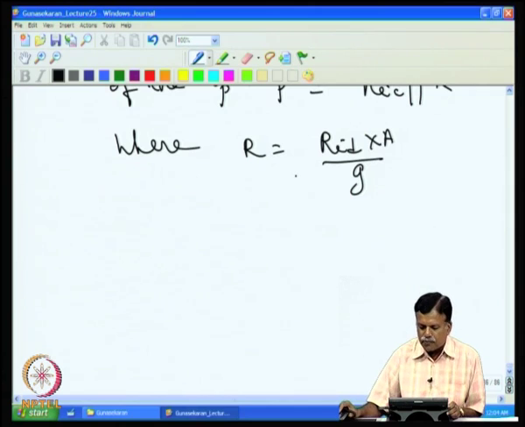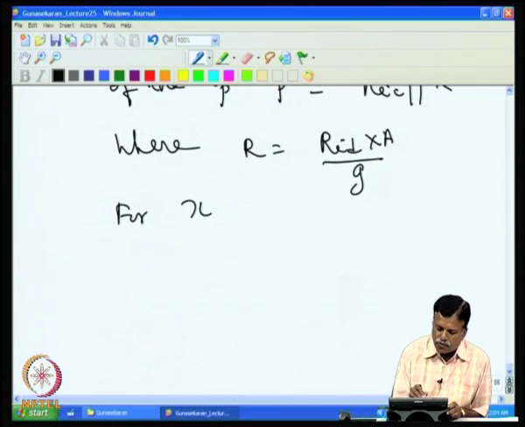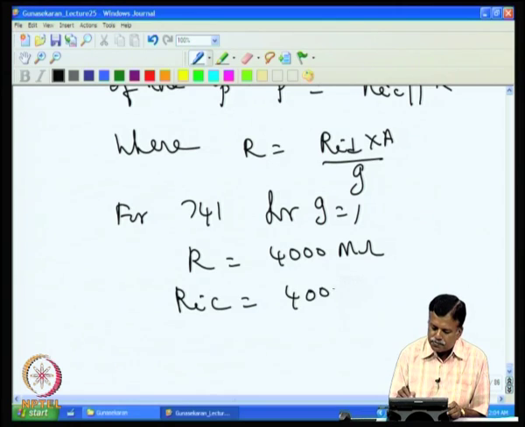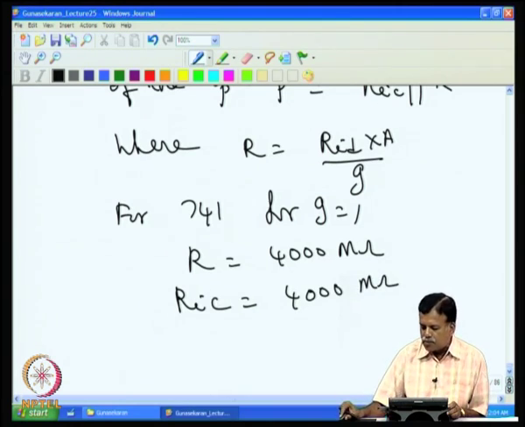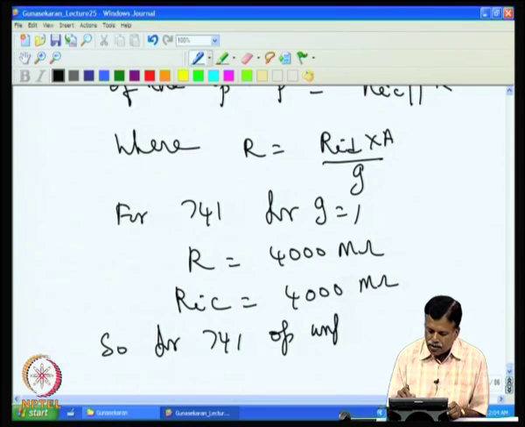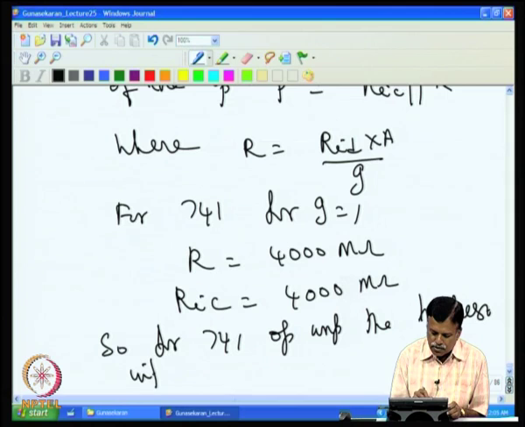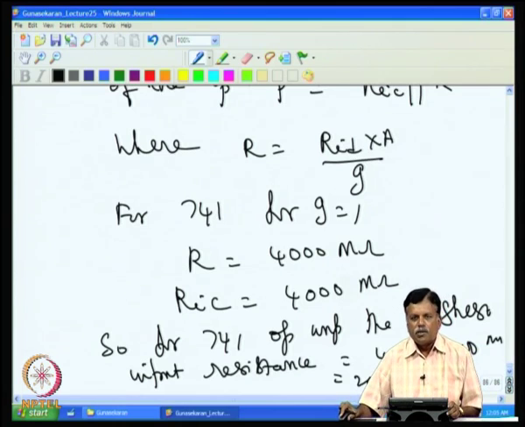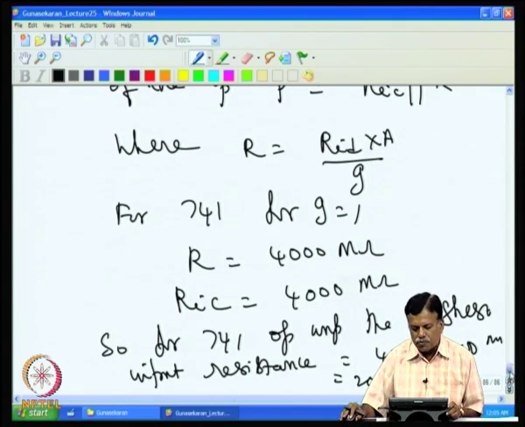So, for example, in case of 741 with unity gain, for G equal to 1, R is actually 4000 mega ohm. RIC is also 4000 mega ohm. So, for the 741 op amp, the highest input resistance will be 4000 mega ohm parallel 4000 mega ohm, which comes to 2000 mega ohm. Then if you have a unity gain, you can get effectively 2000 mega ohm as the input resistance.